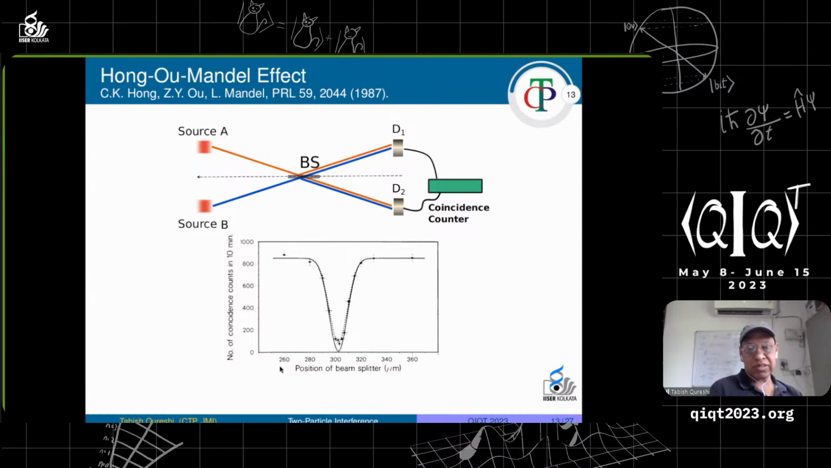On the x-axis is the position of the beam splitter, which establishes the time difference between the two photons. At this point, the time of arrival at the beam splitter is the same. So here, the coincidence count goes to 0. This means that the particles either both go to D2, or both go to D1. Never will you see the case that one particle has gone to D1 and one particle has gone to D2. So the coincidence count is 0 at this dip. This is the famous Hong-Ou-Mandel dip. It was a very surprising experiment.